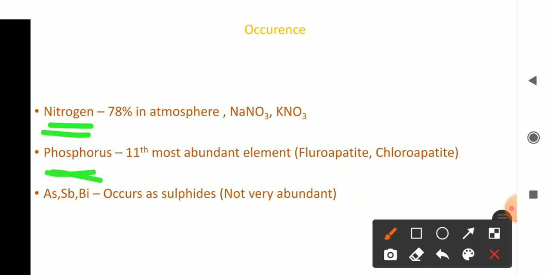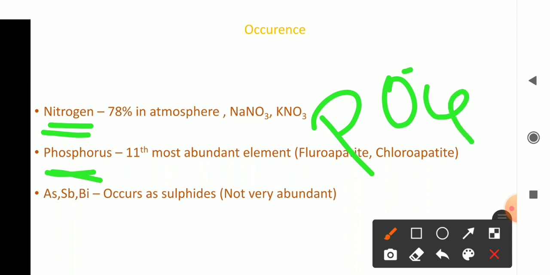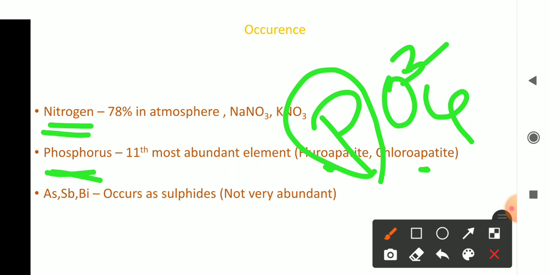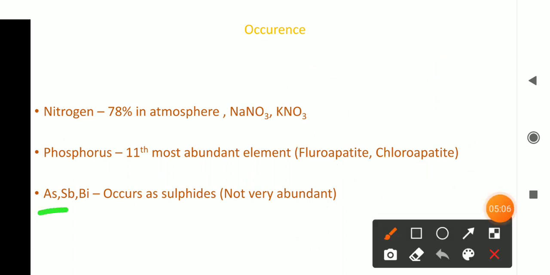Then come to phosphorus. Dear students, phosphorus is the 11th most abundant element in the earth crust. This point we have to keep in our mind. It is the 11th most abundant element and it occurs in the form of phosphate salt. What is the formula of phosphate? It is PO4 3-. It is the formula of the phosphate ion, and there are two examples for phosphate salts given. They are fluorapatite and chlorapatite. So from these phosphate salts, what can we extract? We can extract this phosphorus. So these are the sources for phosphorus.